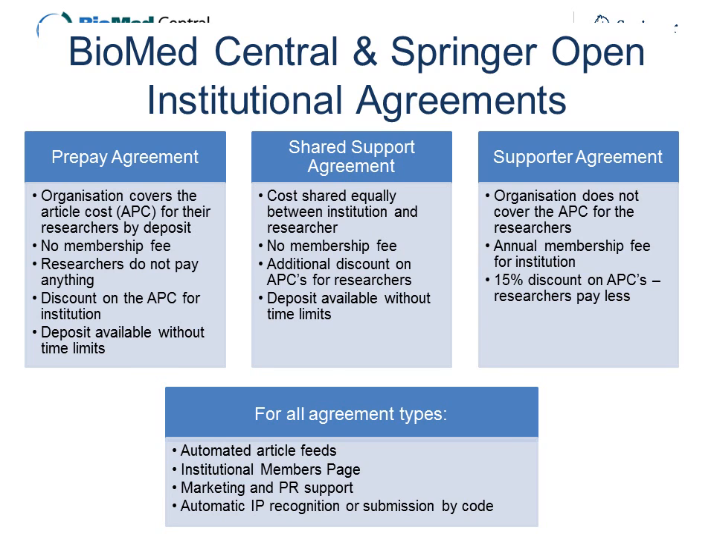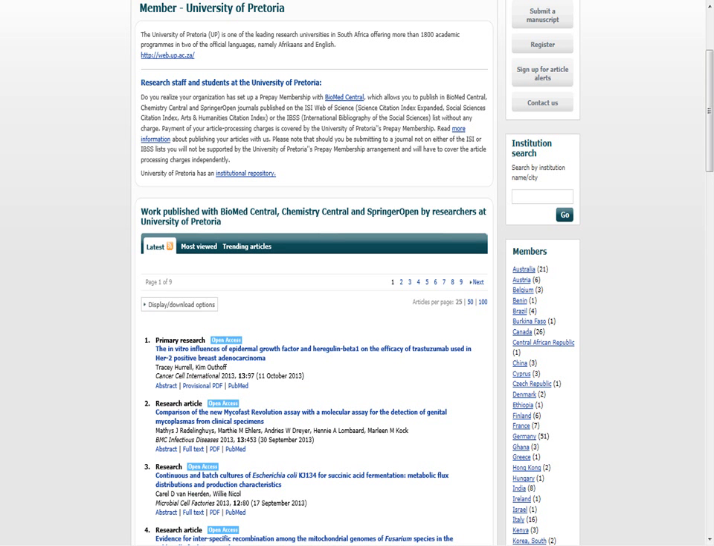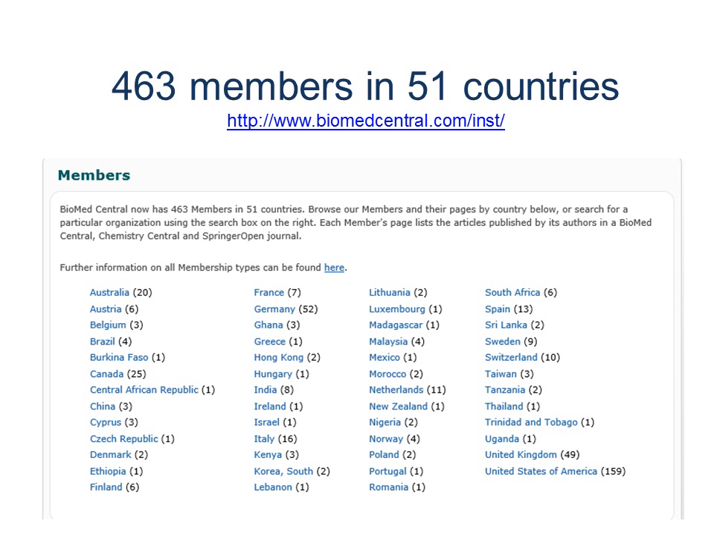This is an example of a member institution in South Africa. It's the University of Pretoria. This is the website that we set up on BioMed Central for member institutions to show the articles that they have published, and that gives the articles also more visibility. We now have 463 members in 51 countries around the world, 6 of them in South Africa.